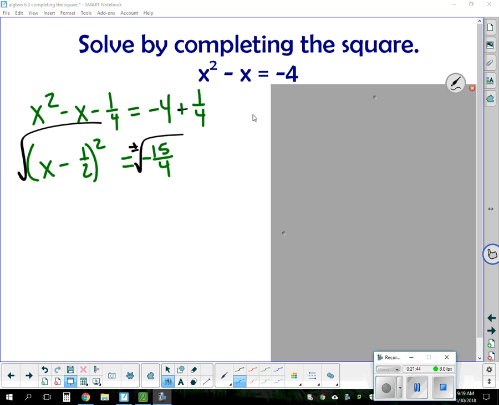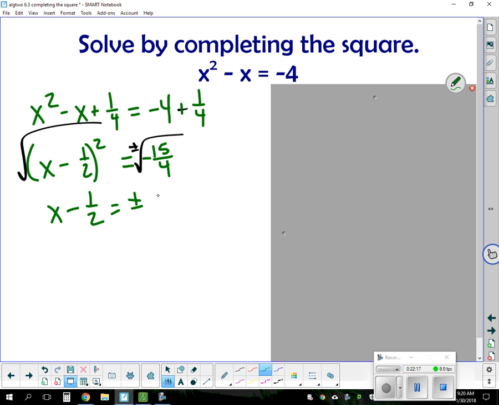Okay, did you get that 1/4 was the number to add on both sides? Yes? Okay. And that x minus 1/2 is your quantity squared? Yes. Okay. Then we're taking the square root. So we have x minus 1/2 equals plus or minus. Let's do the top. Can you take the square root of 15? No. Can you take the square root of 4? Yes. What about that negative sign? What did you guys learn about negatives under square roots?